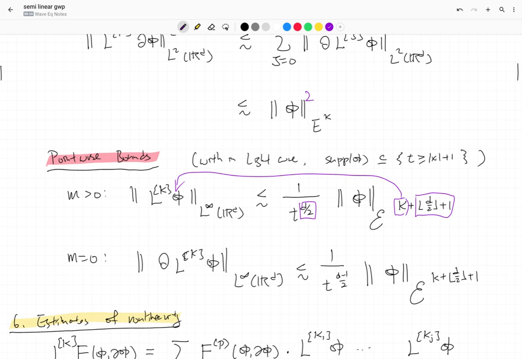Now, when m is bigger than or equal to 0, this always works in both cases. The first expression is not available for the wave equation; it's only available for Klein-Gordon. But for both wave and Klein-Gordon, the following version also holds: the L derivatives with k factors of phi, measured in L infinity, which is what we proved earlier when we proved the dispersive decay, is bounded by 1 over t to the power d minus 1 over 2, multiplied by phi measured, again, in the hyperboloidal energy space. k is the number of derivatives here, and then we have the additional derivatives sacrificed for the Sobolev inequality.